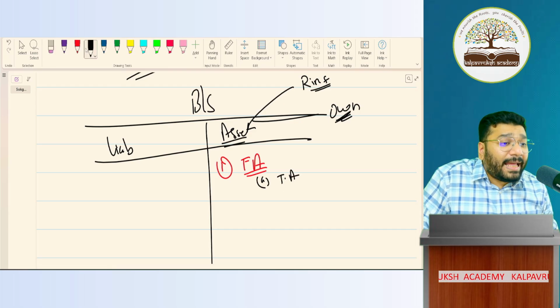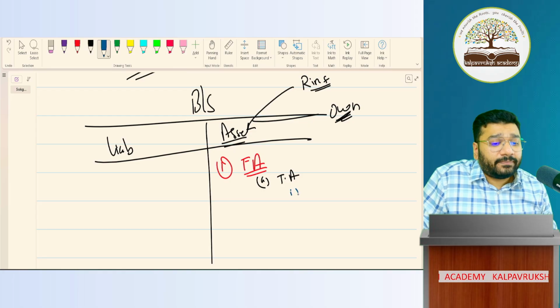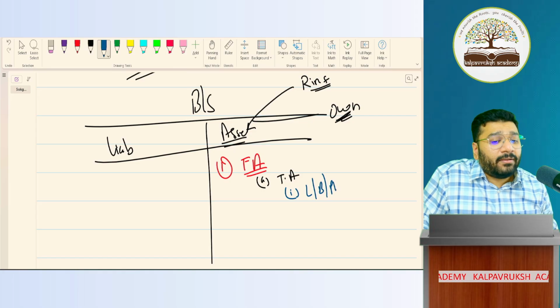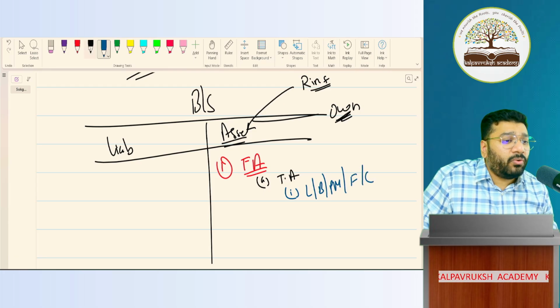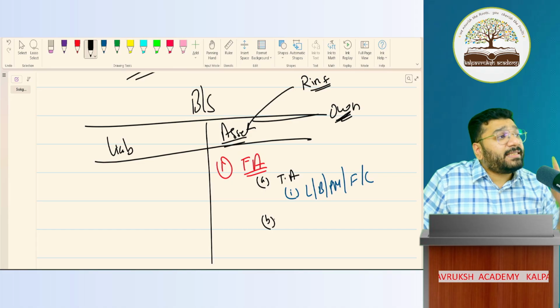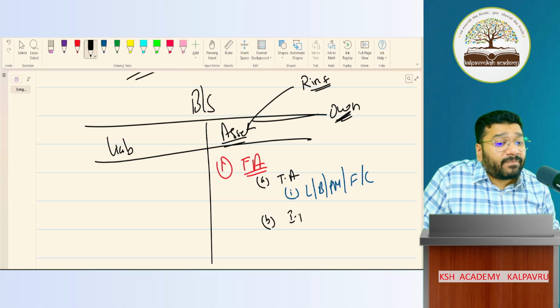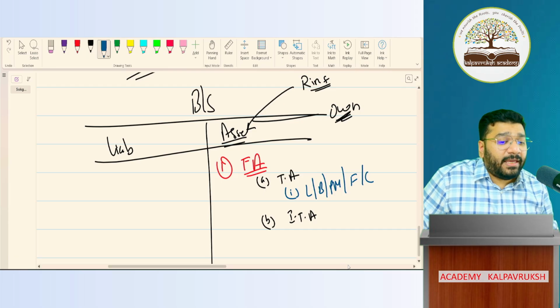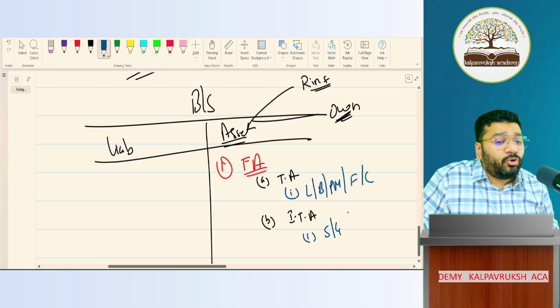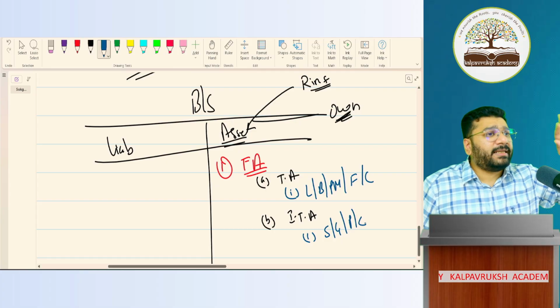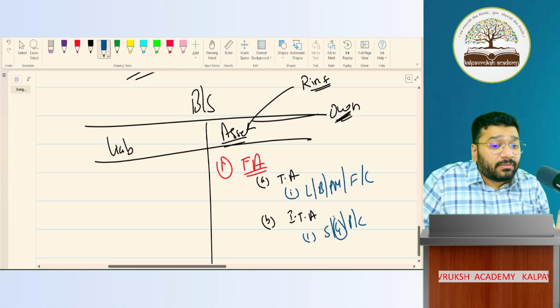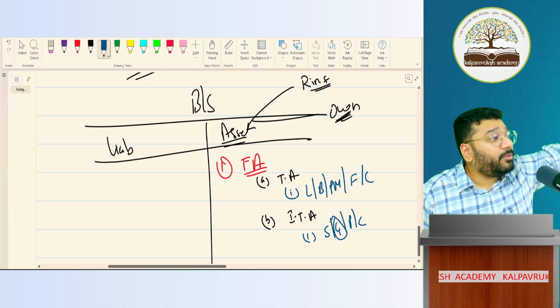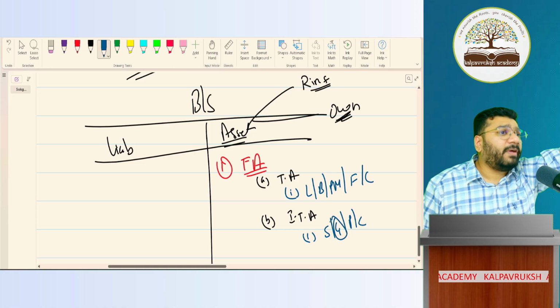Tangible asset. Under tangible asset, what are the examples? Land, building, plant and machinery, furniture, computer, all these are called tangible assets. Fixed asset's one more subcategory: intangible asset. Under that, what examples did I give you? Software, goodwill, patent, copyright, etc. As we go ahead, we'll study this in depth. In fact, about goodwill, we have one entire chapter in 12th standard. We'll learn in depth. Don't worry.